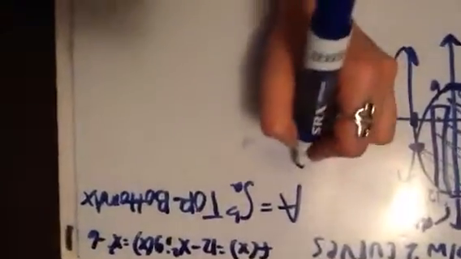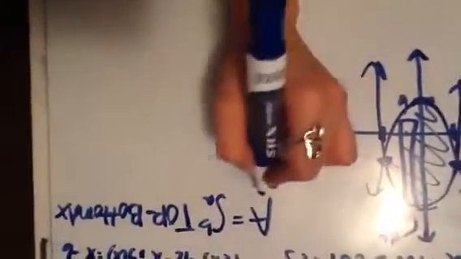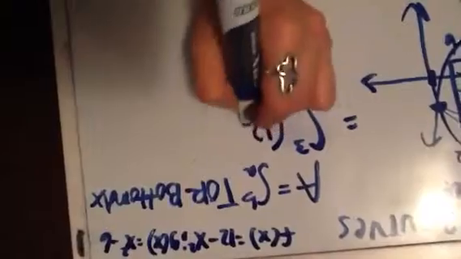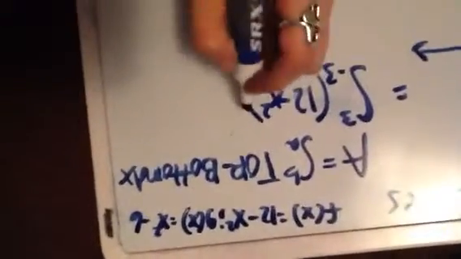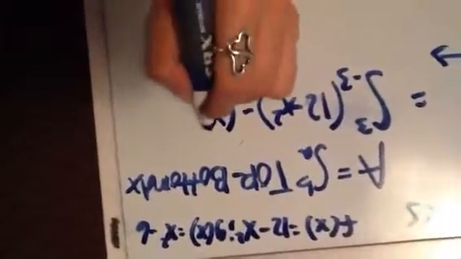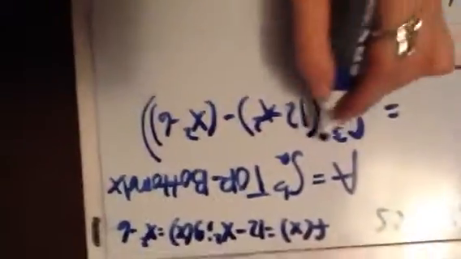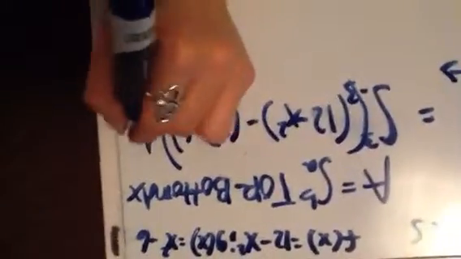Okay, and then our lower bound is negative 3, and our upper bound is 3. And so we know our top function is the one right here that's going downward, so we know that's 12 minus x squared. And our bottom function is obviously x squared minus 6. And then you have to put that all dx.